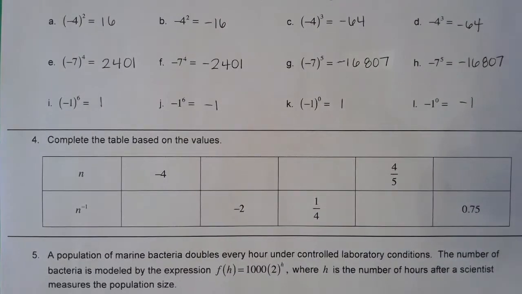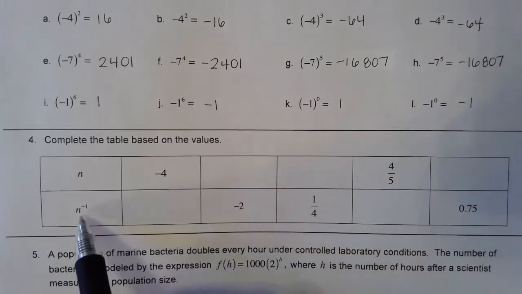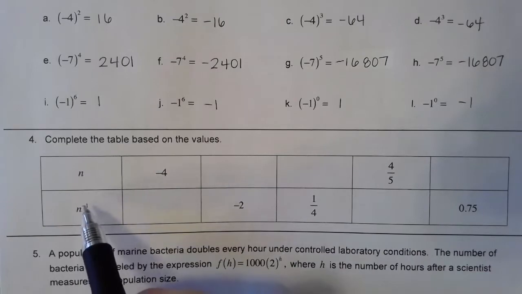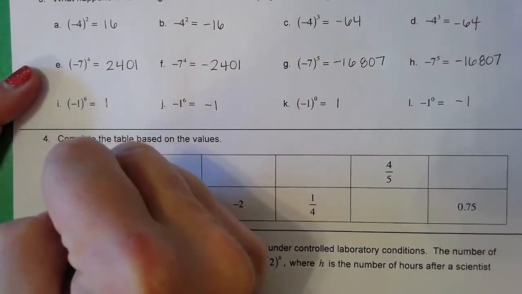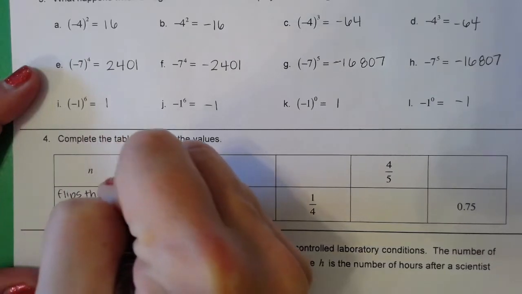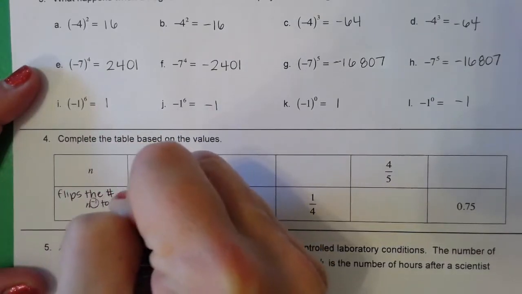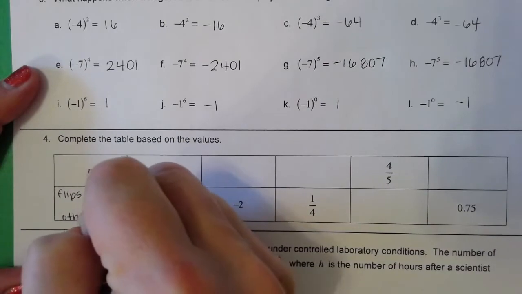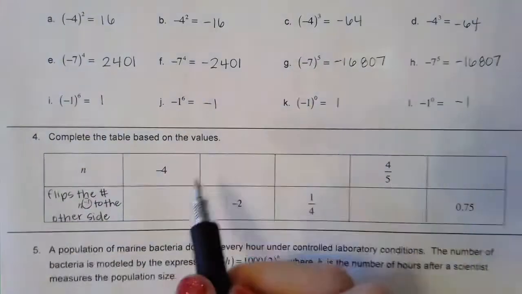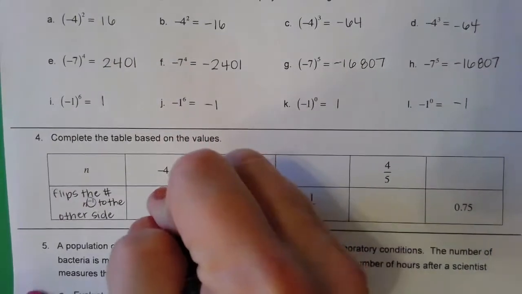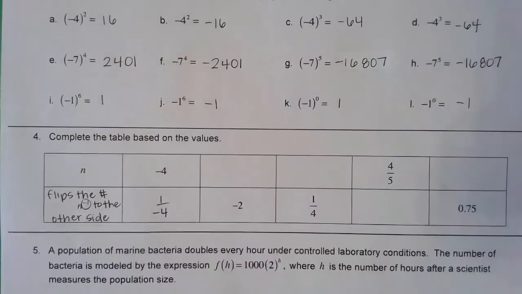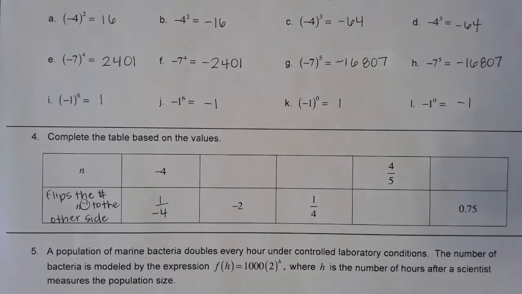Question number 4 wants us to complete the table based on the values. In the first one, you're doing negative 4, and then you're raising it up to the negative first exponent. Remember that a negative 1 on the exponent flips the number to the other side of the fraction. So if I did negative 4 to the negative first power, it's going to turn it into 1 over negative 4, so it flips the number to the other side.